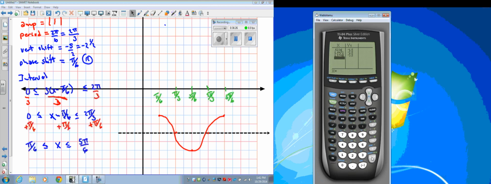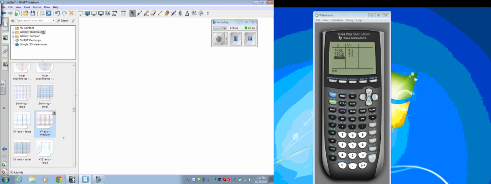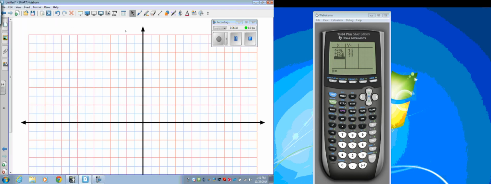Okay, the next section is the tangent and cotangent curves. And what I'm going to try to do is give you a justification for these and the sine and cosine curves. Because I'm going to try to tell you why I'm going to do this.